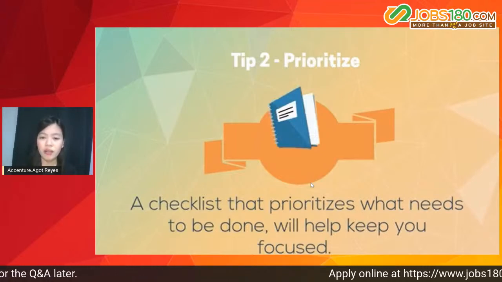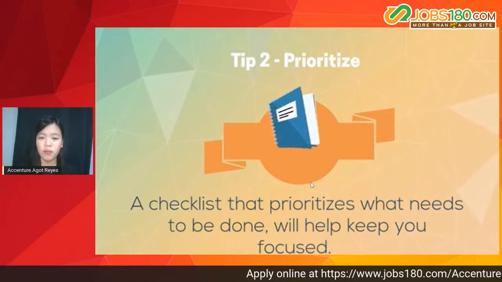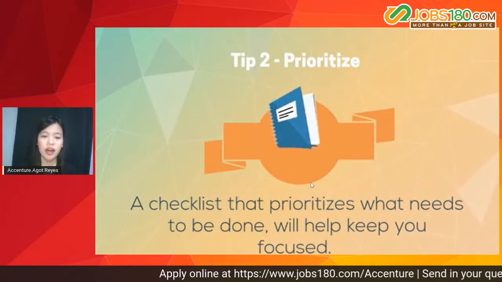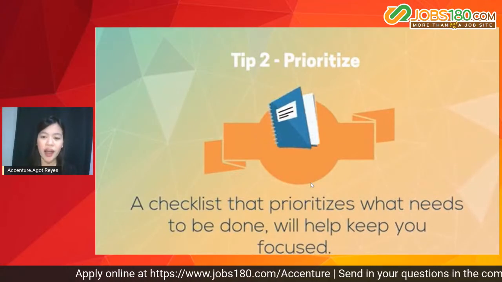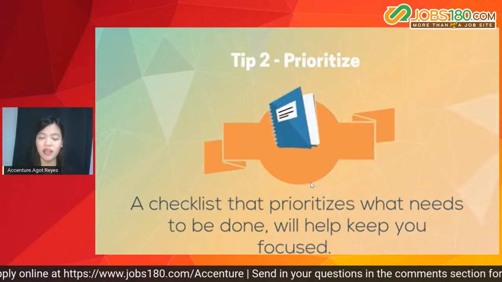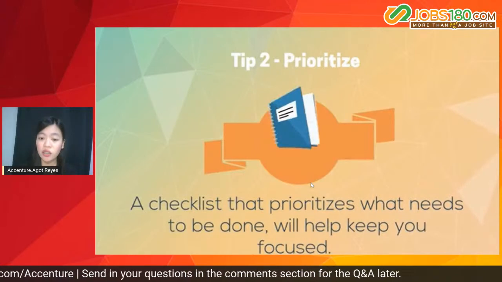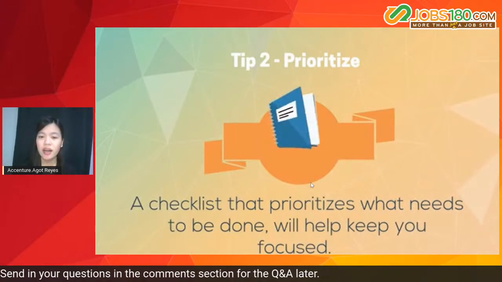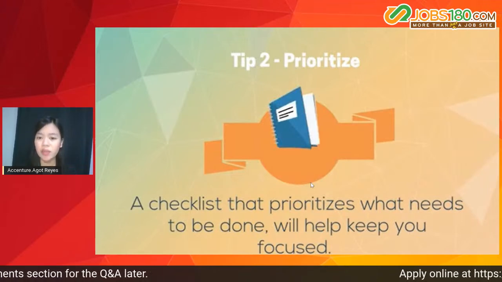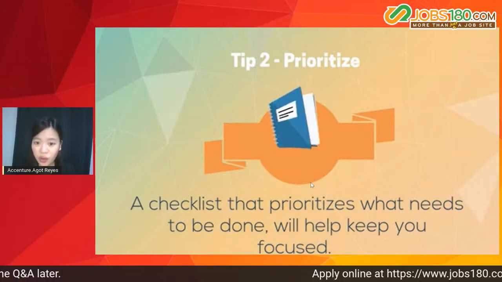So if you're familiar with Eisenhower's principle of urgent and important, for those who are having a hard time prioritizing things, you must think of priority 1 as the things that are urgent and are important. Second would be those things that are urgent but may not be as important as the first priority.